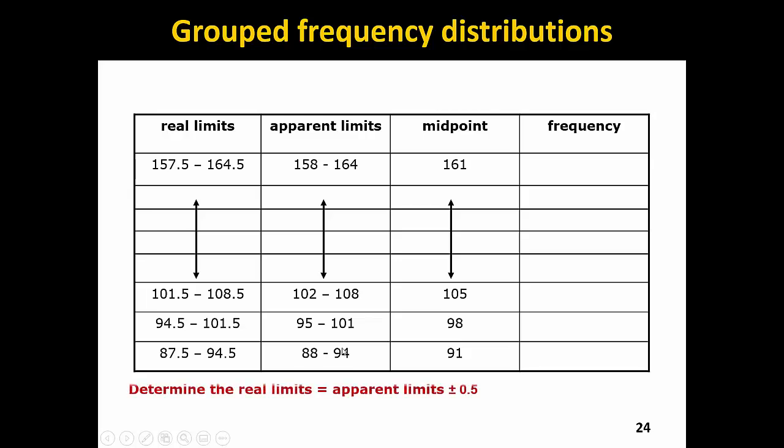We then move on to compute the real limits around the apparent limits. In doing so, we add and subtract 0.5 from the high and the low end respectively. So we add 0.5 to the high point of the apparent limit to get 94.5, and we subtract 0.5 from the low end to produce 87.5. We repeat the exact same process for the next row, and all the rows until we get to the end.